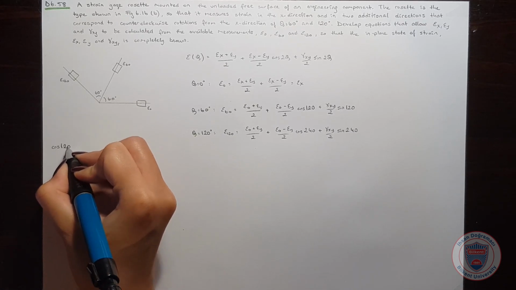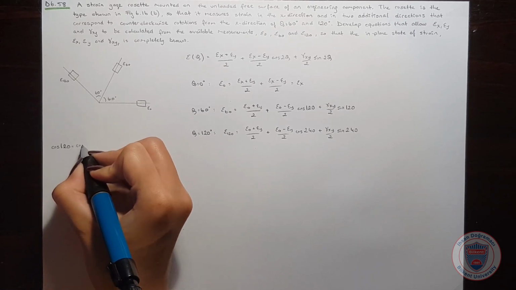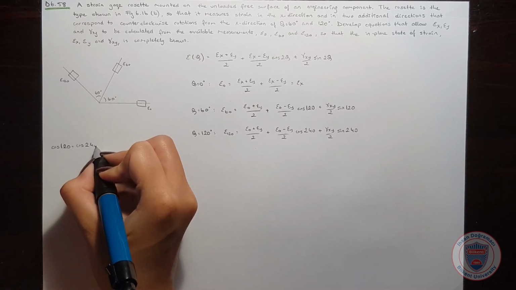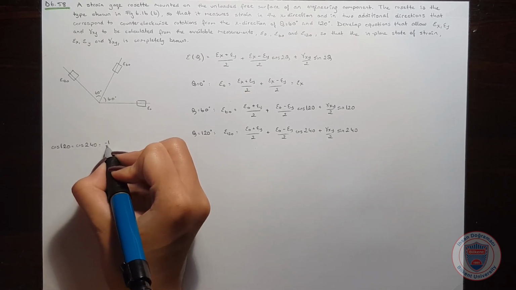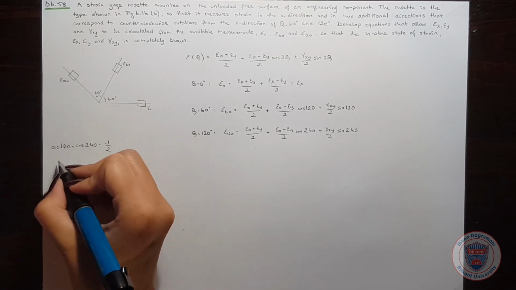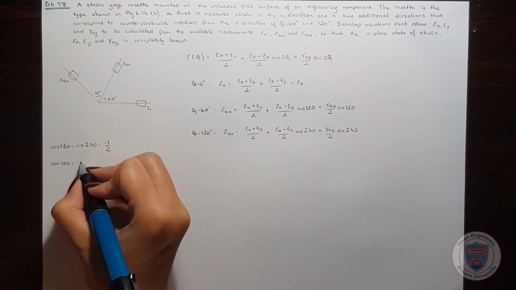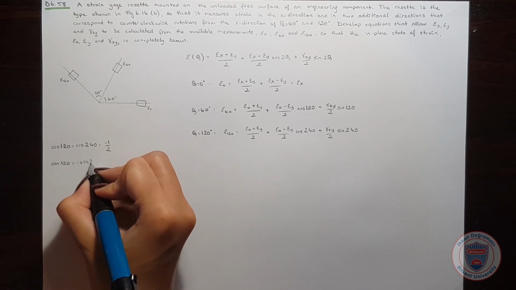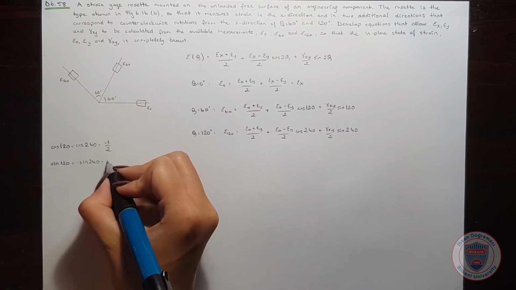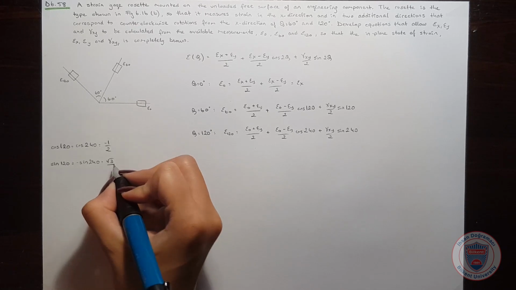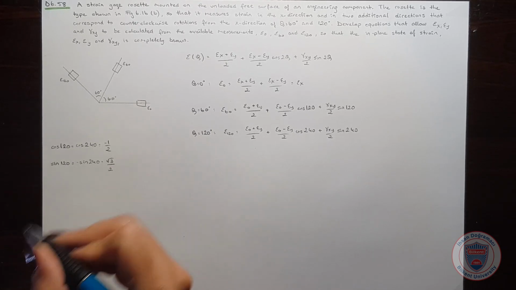Cosine 120 is equal to cosine 240, and they are equal to minus 1 over 2. And sine 120 is equal to minus sine 240, and they are equal to root 3 over 2.